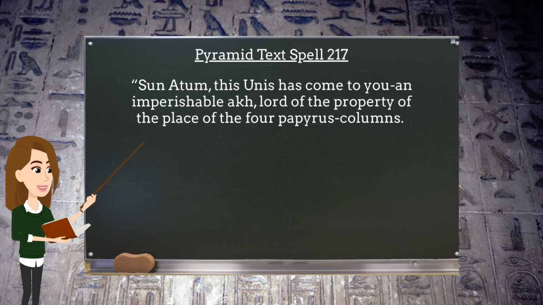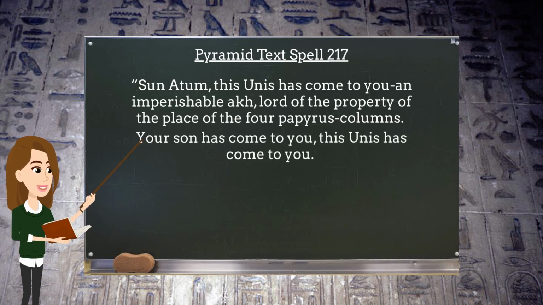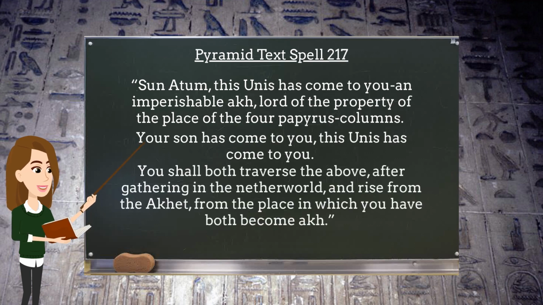Sun Atum, this Unis has come to you, an imperishable Ak, lord of the property of the place of the 4 papyrus columns. Your son has come to you, this Unis has come to you. You shall both traverse the above after gathering in the netherworld, and rise from the Akhet, from the place in which you have both become Ak.